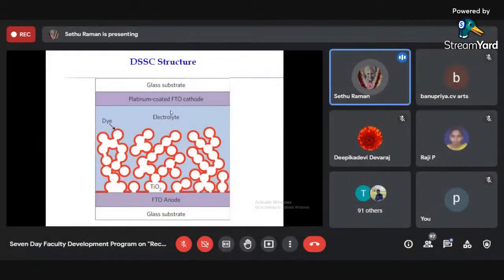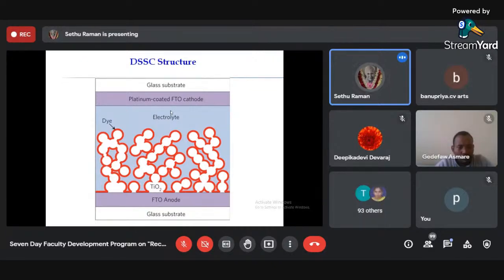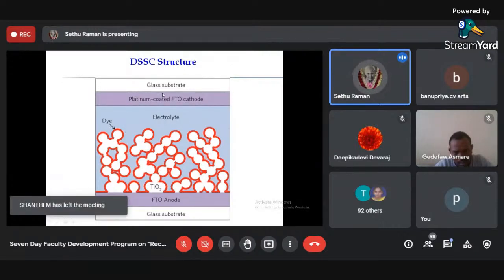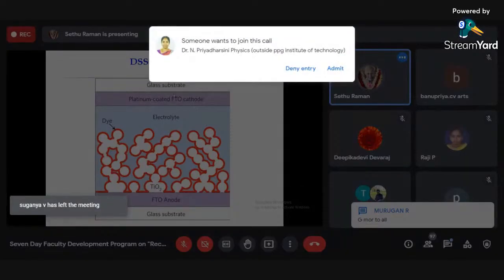Today's talk is completely about how we can control one-dimensional nanorod growth of important materials like TiO2 and zinc oxide, and how it is highly useful in dye-sensitized solar cells. This is the general structure. Of course, everyone knows the glass substrate and FTO anode, then TiO2 nanoparticles soaked in a dye, and the electrolyte between the FTO anode, the FTO cathode and the glass substrate.